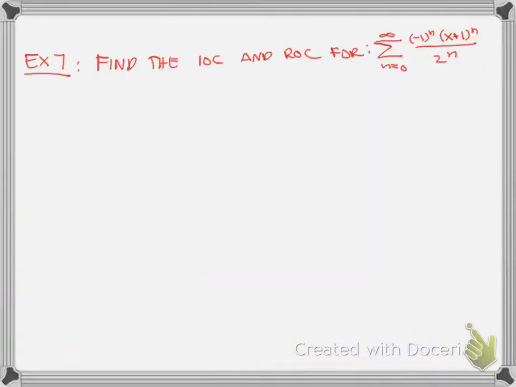Okay, so the last problem of the video is example 7. I want you to go through this series: the sum, n goes from 0 to infinity, of (-1) to the n times (x plus 1) to the n over 2 to the n. Go ahead and set it all up until finding the IOC and ROC. Pause the video and solve it up until finding the IOC and ROC.